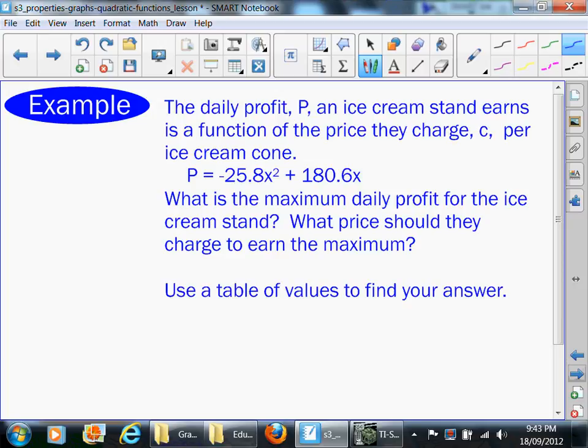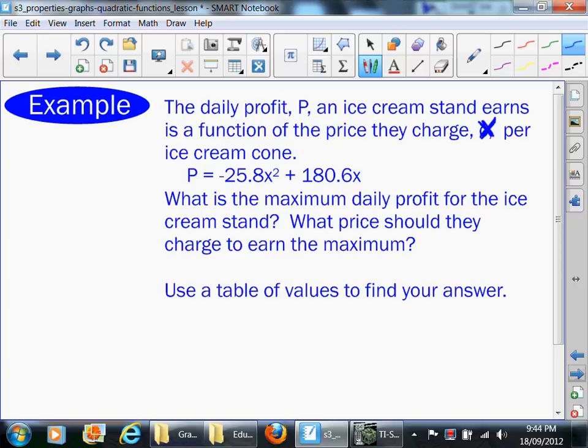The daily profit, P, an ice cream stand earns is a function of the price they charge per ice cream cone. So P equals, and actually, I messed this up. If these are x's, then this ought to be an x here too. So change this to an x. Okay? P equals negative 25.8x squared plus 180.6x. What's the maximum daily profit for the ice cream stand? What price should they charge to earn the maximum? So use a table of values to find your answer.